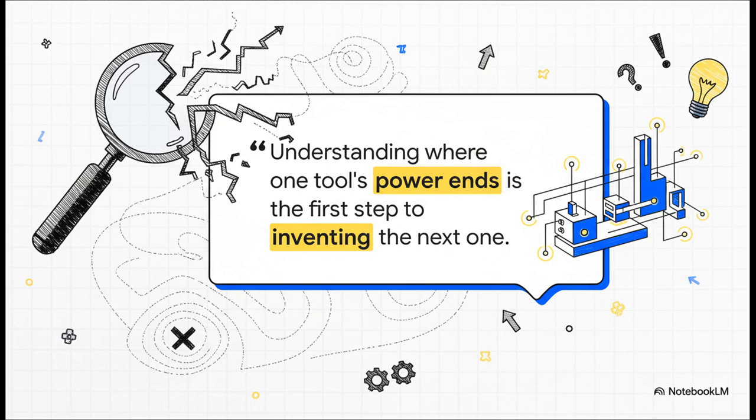And this brings us to the real takeaway from paper 24. This whole detective story wasn't really about a failure. It was about meticulously mapping the boundaries of a powerful analytical tool. Because the best science doesn't just come from finding signals, it comes from deeply understanding the blind spots in our methods. As the paper puts it perfectly, understanding where one tool's power ends is the first step to inventing the next one.